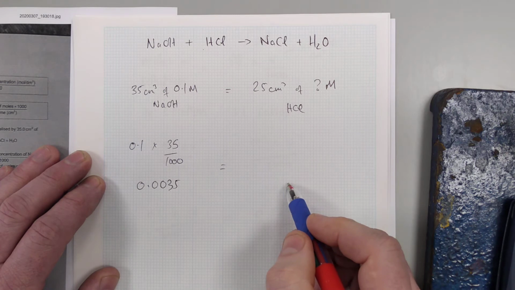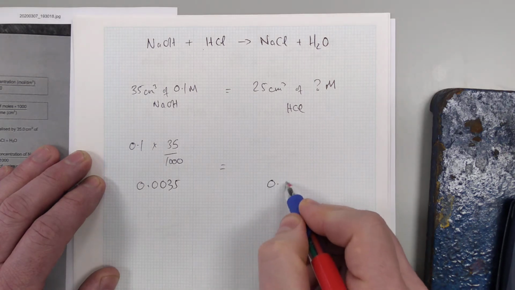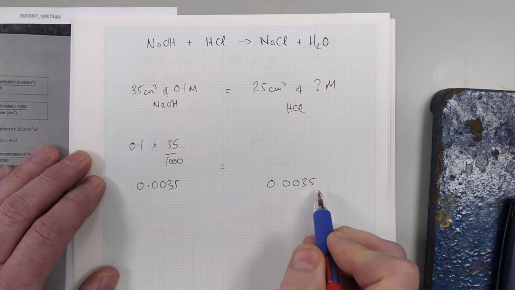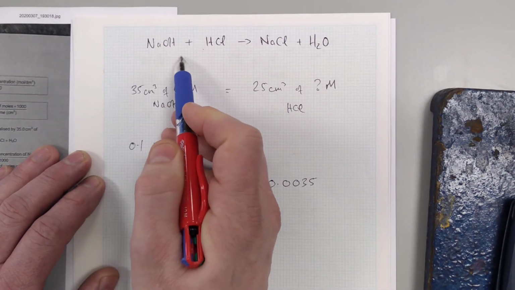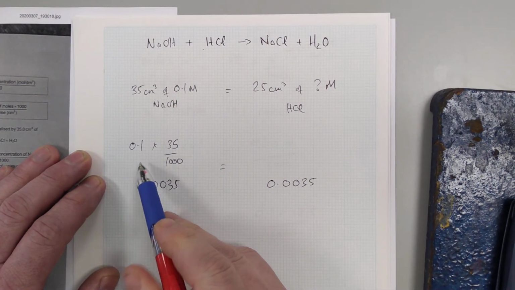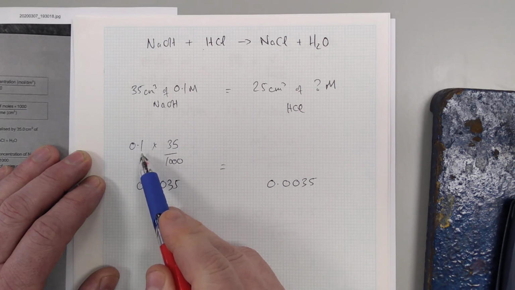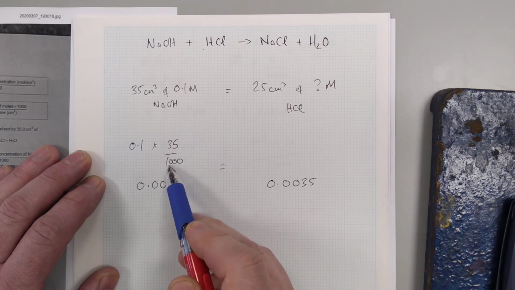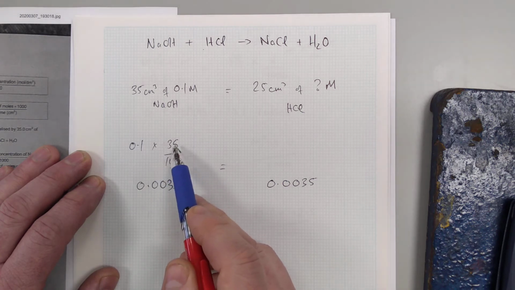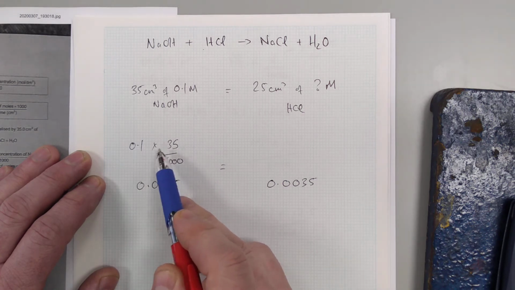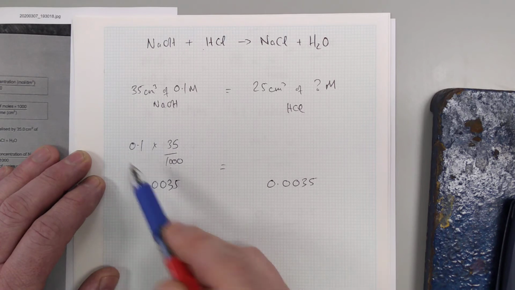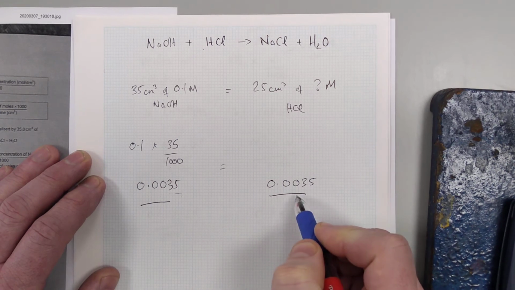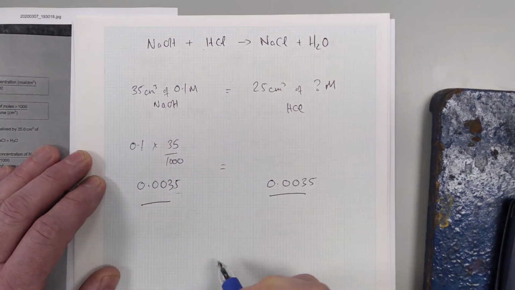Because it's a 1-to-1 ratio, the number of moles, which we just worked out, of the sodium hydroxide is going to be equal to the number of moles of the hydrochloric acid. So the number of moles of hydrochloric acid is 0.0035 because it's the 1-to-1 ratio. So the 0.1 molar times 35 divided by 1,000, we divided by 1,000 just to correct the figures because we got the volume in cubic centimetres but the molarity in decimetres cubed. So that would give us our number of moles. It's the same number of moles of HCl because it's a 1-to-1 ratio.